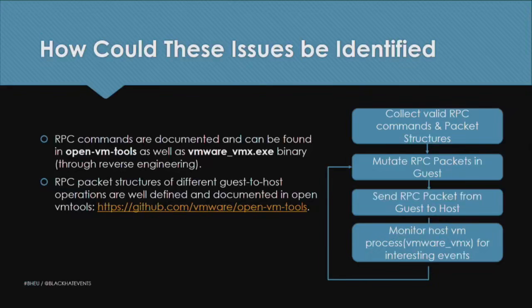The valid RPC commands can be easily collected from the open source component of VM Tools, and you can also reverse engineer the VMware VMX process to find these commands. RPC structures are very well defined in the open source component of VM Tools. And we have already seen how we can send a custom RPC packet from guest to host operating system. So we just need to implement a monitoring engine in the host so that we can craft a fuzzer for these RPC command handlers. We actually have no idea how these bugs were identified, but we think it could probably be the result of some semi-dumb fuzzing, and similar issues can be identified if we craft a fuzzer in this way.